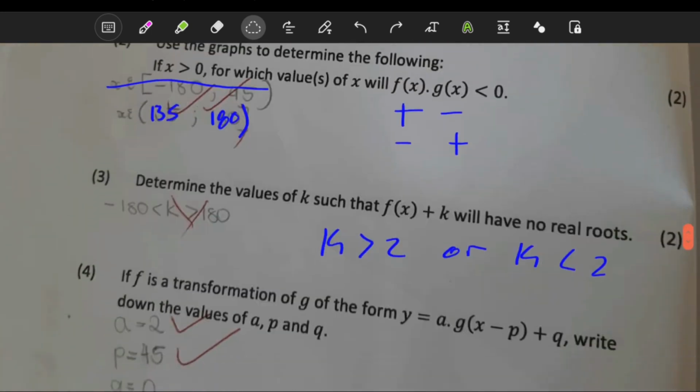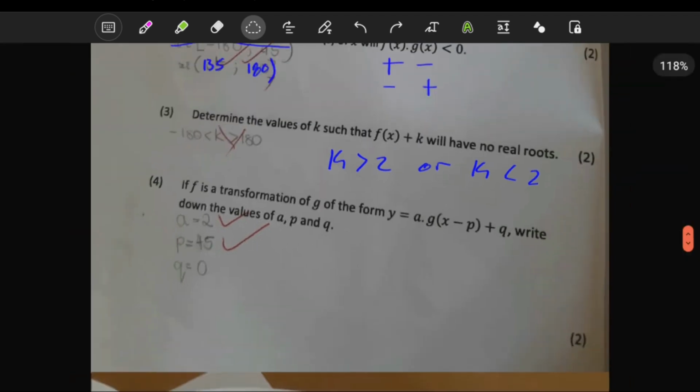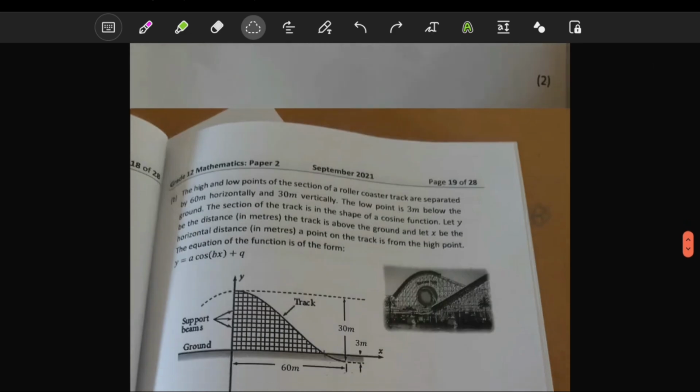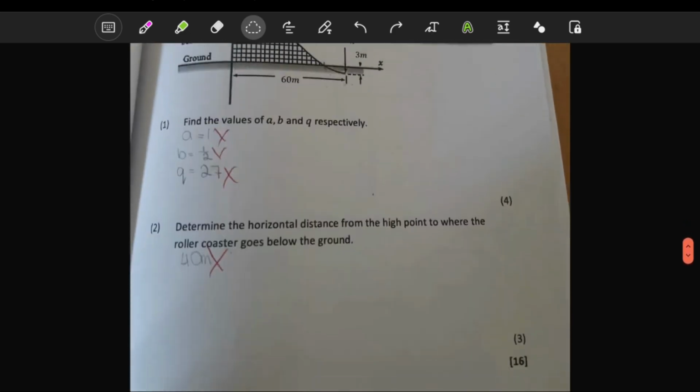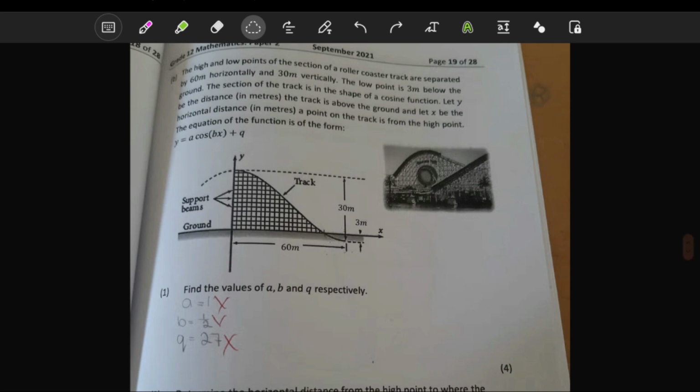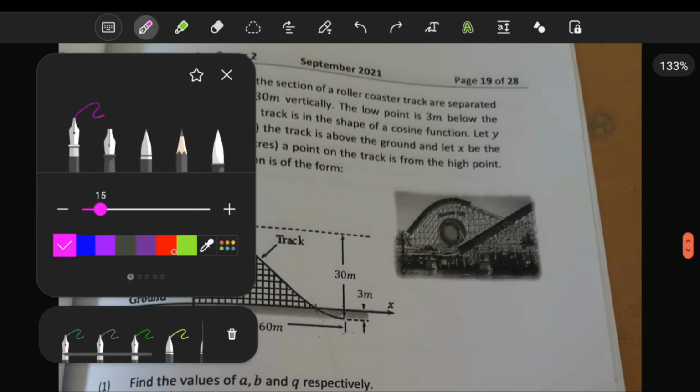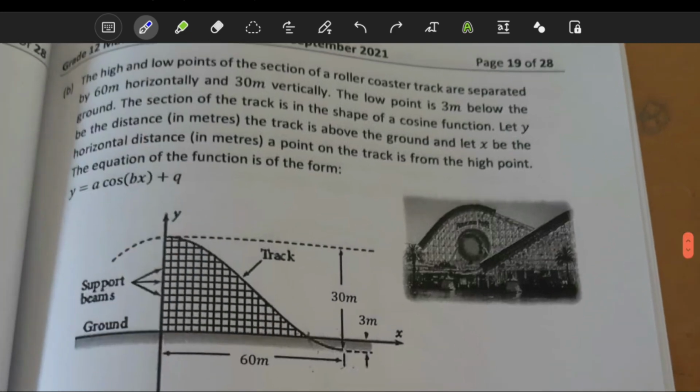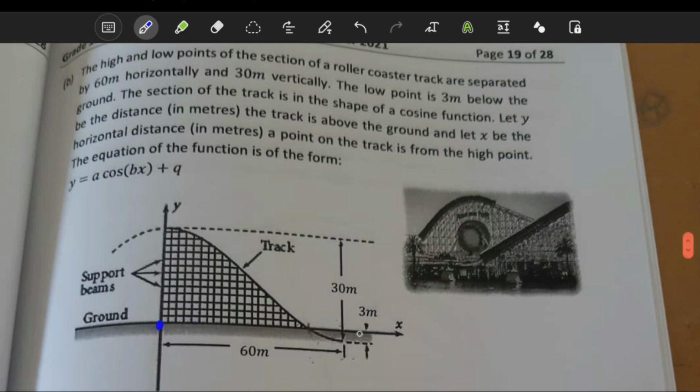Anyways, let's see what you're gonna do when they come for you. Let's see here. This is okay. Now with this question here, there's so many words. It says the high and low points of the section of a roller coaster track are separated by 60 meters. So it's like from here until there, separated by 60 meters horizontally and 30 meters vertically.